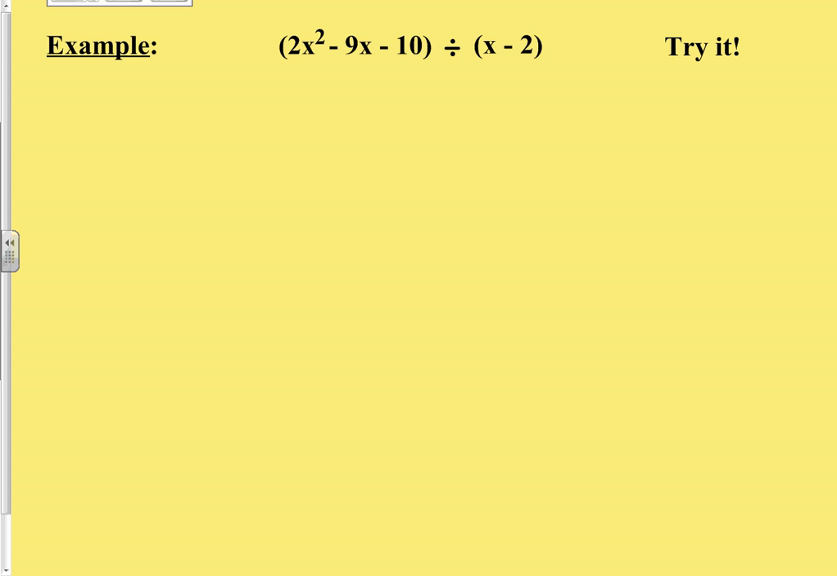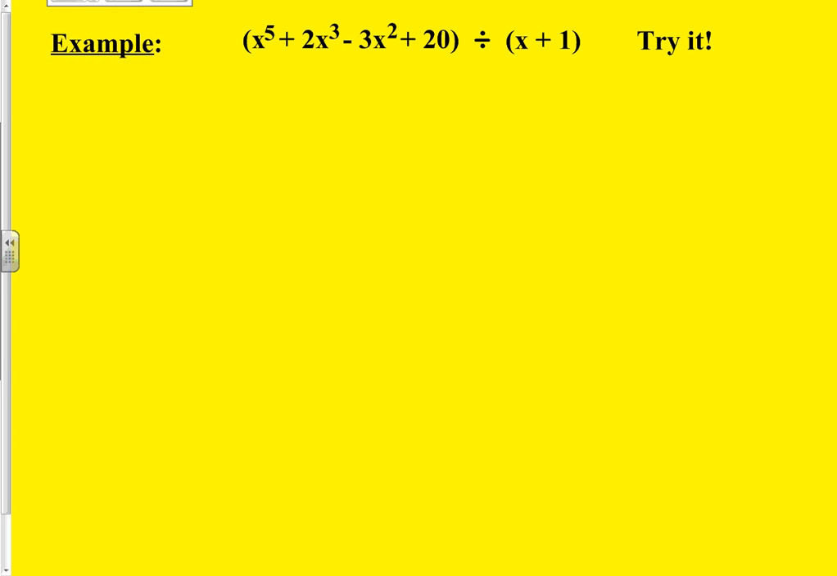Another example that you have is this one. x to the fifth plus 2x cubed minus 3x squared plus 20, and that needs to be divided by x plus 1. Again, always double check to make sure synthetic division is a good option before you try to use it, and then if it is, work the problem.